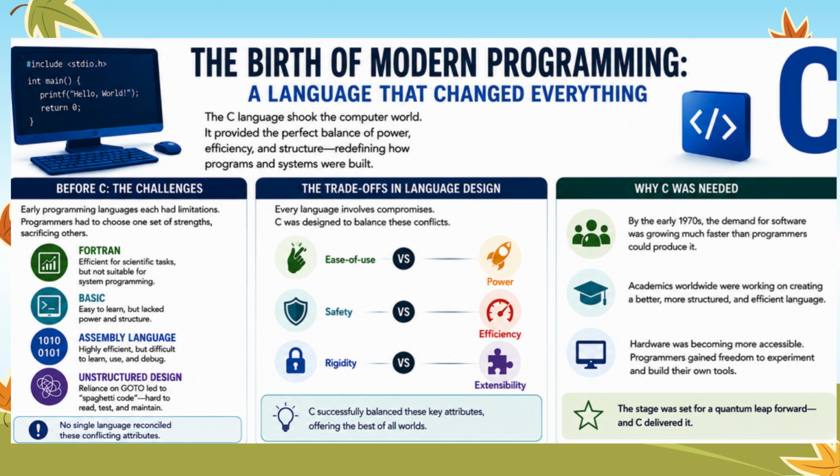Before C, what were the challenges? Early programming languages had limitations. Programmers chose one set of strengths, sacrificing others. Fortran: efficient for scientific tasks, but not suitable for system programming.